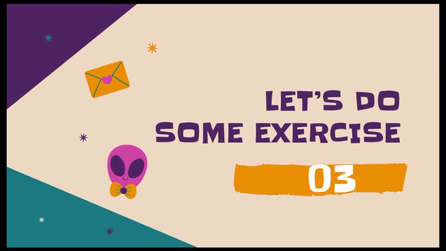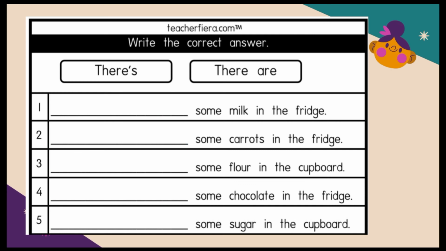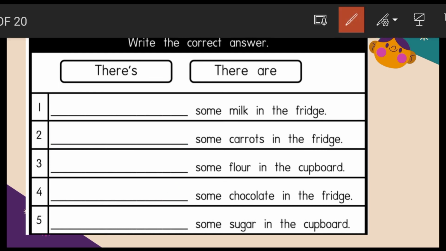So, let's do some exercise. Okay, write the correct answer. So, you are going to write there's or there are in the blank. Let's look at the first one. We have milk here. So, milk is uncountable. So, if the noun is uncountable, we are going to use there's.